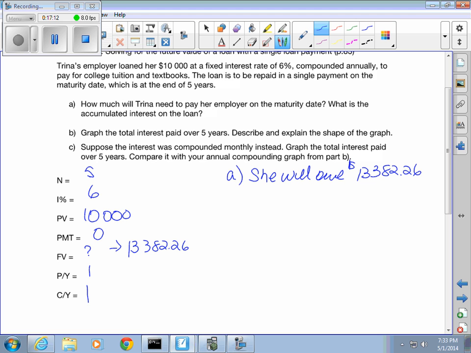So the second part says, what is the accumulated interest on the loan? The accumulated interest is going to be the future value minus the principal. So $13,382.26 minus the $10,000 she borrowed, which leaves $3,382.26 in interest.